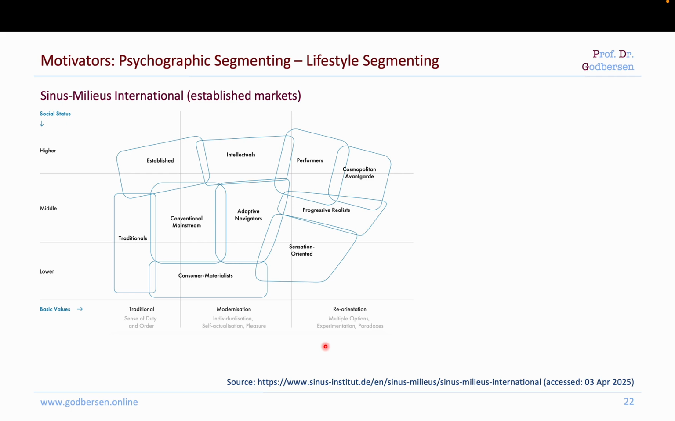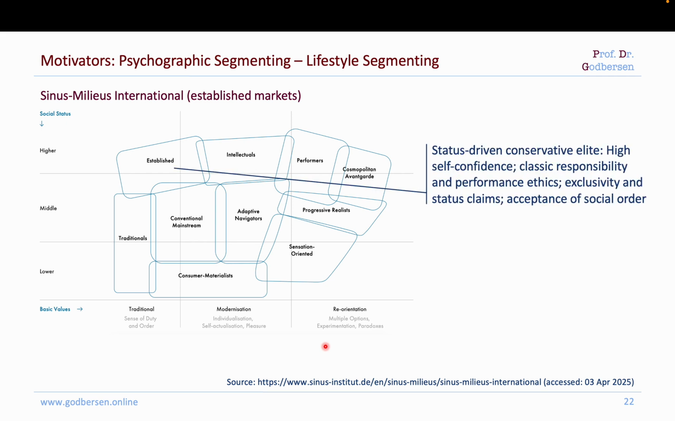For each of these clusters, for each of these segments, you have a description. For instance, the established. They're status-driven. They're the conservative elite. They're very confident. They say they have to take responsibility for society and one has to perform and put some effort in. They also say, we're a bit exclusive. Not everyone belongs to our social group, and we have a certain status. And they accept the social order in a, one might say, rather hierarchical society.